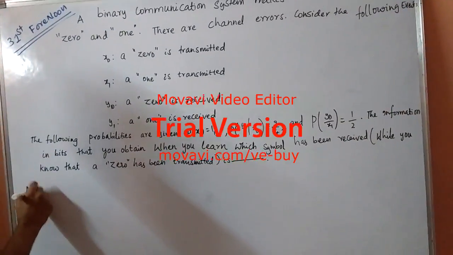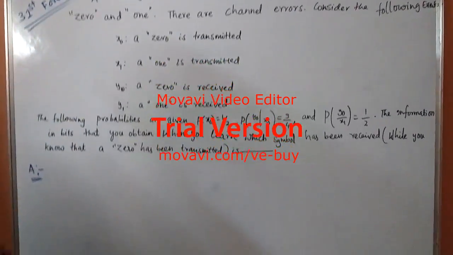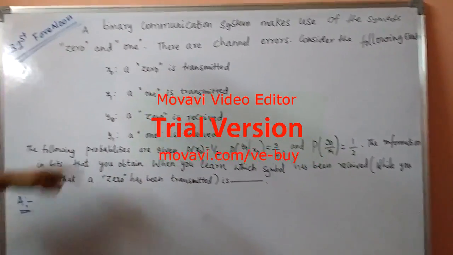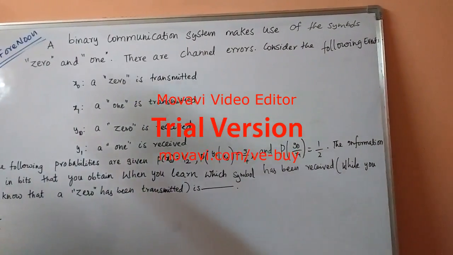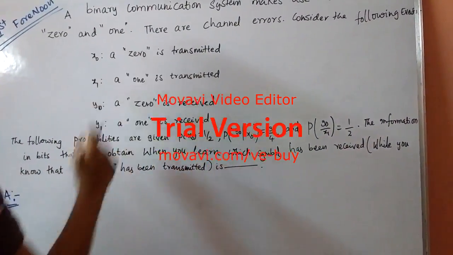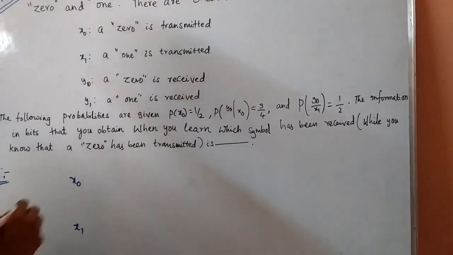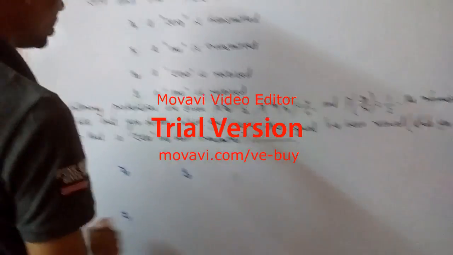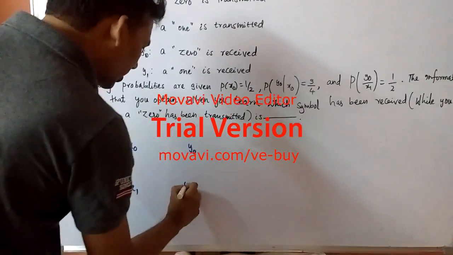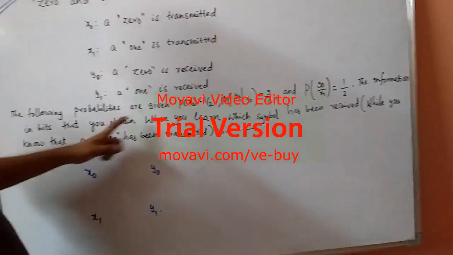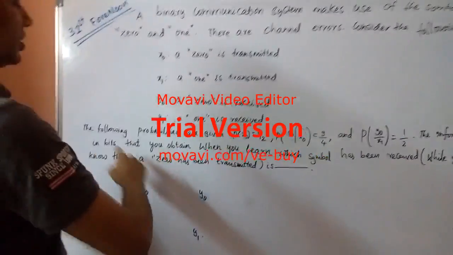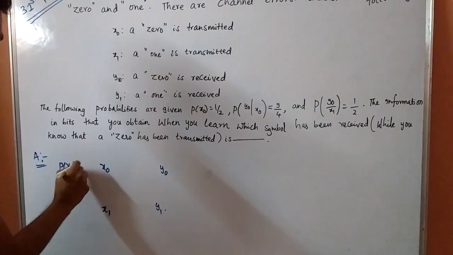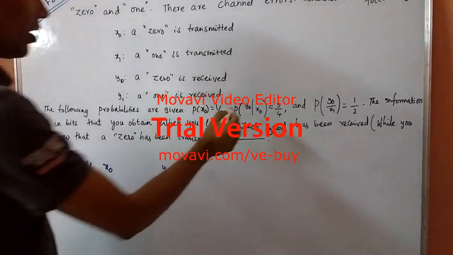So based on the data, I am pictorially representing that channel, the communication system. In the transmitted part, there are two events happening. One is a 0 is transmitted, which is denoted with x0, and another is a 1 is transmitted, which is x1. And in the receiver part, there are two events happening. One is a 0 is received, denoted with y0, and a 1 is received, denoted with y1. It is given that P of x0 equal to 1 by 2, that means the probability of transmitting 0 is 1 by 2, and P of y0 by x0.